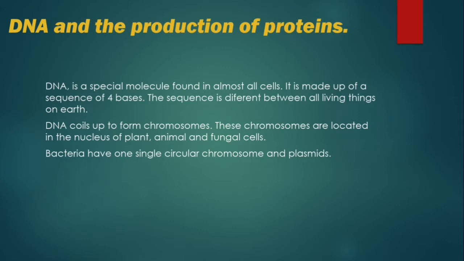DNA coils up to form chromosomes, and these chromosomes are located in the nucleus of the plant, animal, and fungal cells. In the first episode, we learned all about the bacteria, fungal, animal, and plant cells, and we know that a nucleus is only present in the first 3: plant, animal, and fungal. Bacteria only have a single-stranded helix, so it's only one single circular chromosome and plasmid.